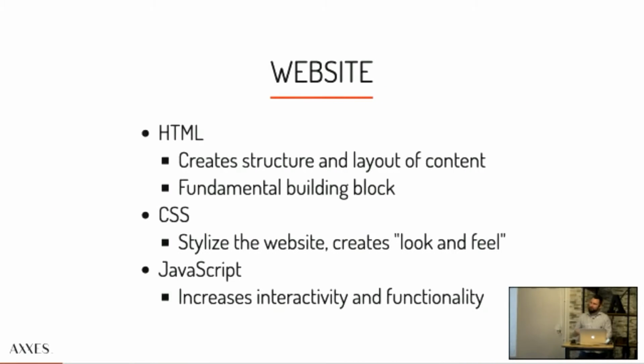Okay, what is a website? A website is made of three different languages: HTML, CSS and JavaScript. In short, HTML is everything structure and content. CSS is presentation, visualization, look and feel. And then JavaScript is everything to do with behavior and interaction.